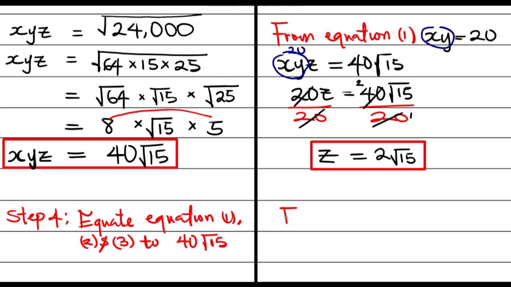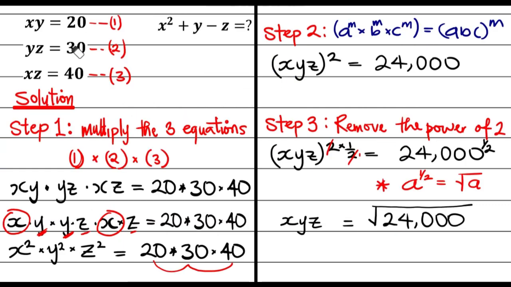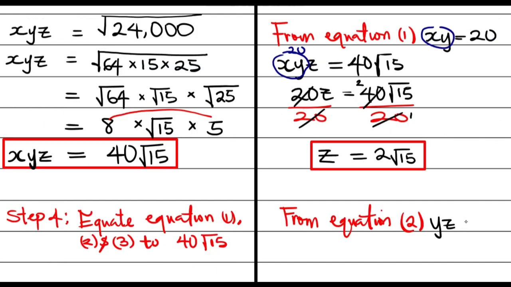Also from equation 2. Still remember what equation 2 says. That is yz equals 30. That is equation 2: yz equals 30. And at the same time, we should still remember that xyz equals 40 root 15. We have to write that xyz equals 40 root 15.